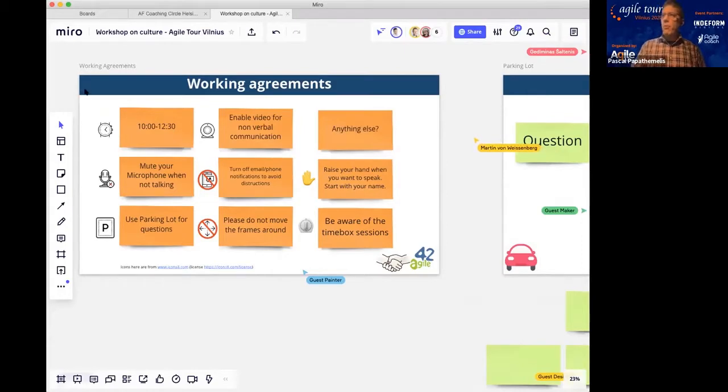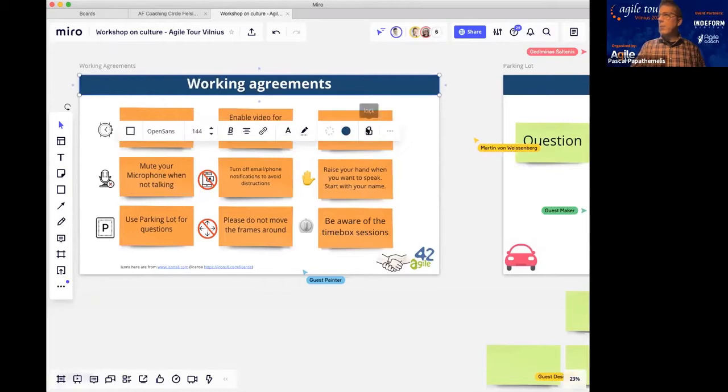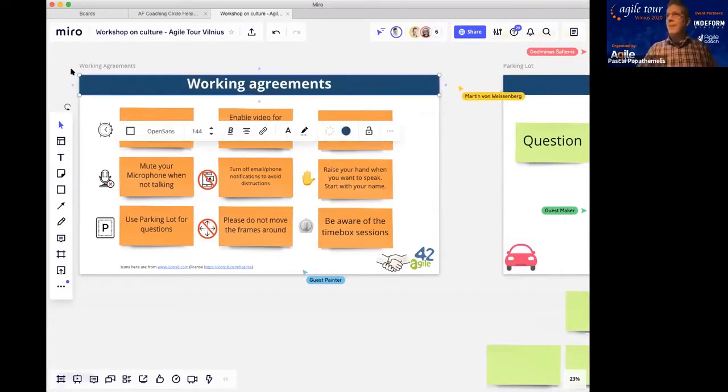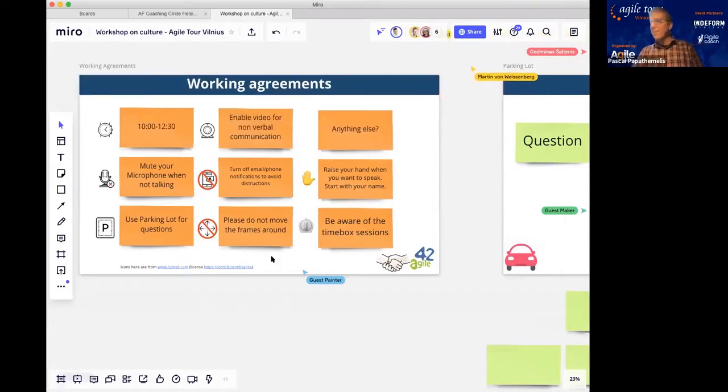We have those frames. We tried to have locked them all. This seems not to be locked. No, I just opened it so we can edit it. Don't lock it. Don't touch it. It's unlocked. So don't move them around, because that might be a bit problematic.